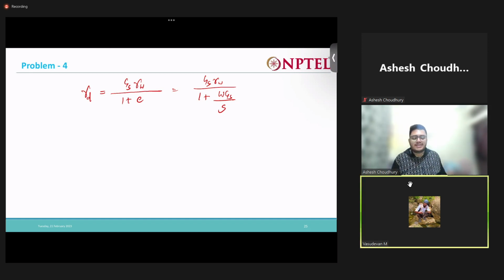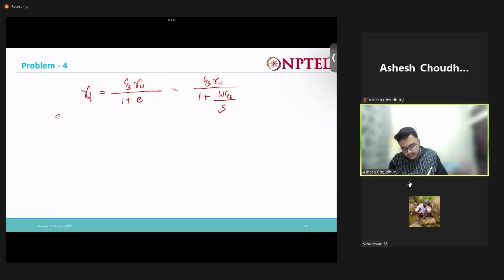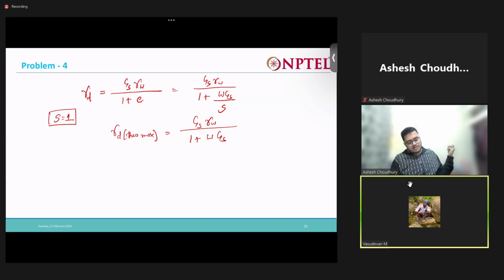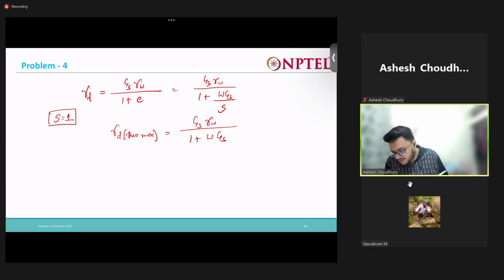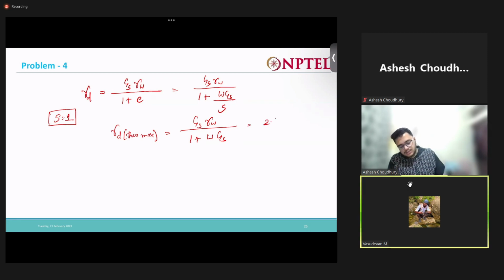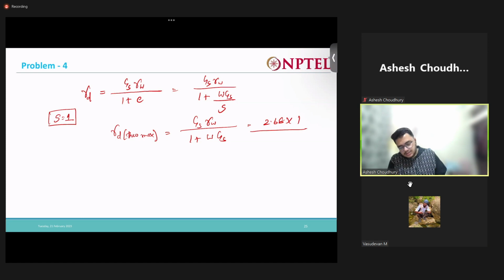So when will we get the theoretical maximum? We already discussed this 100 times, the theoretical maximum is obtained when S equals 1. So theoretical maximum will be nothing but Gs gamma w by 1 plus w Gs. Please put all the values and tell me the answer. 2.68 into 1 gram per cc, 1 plus, tell me.